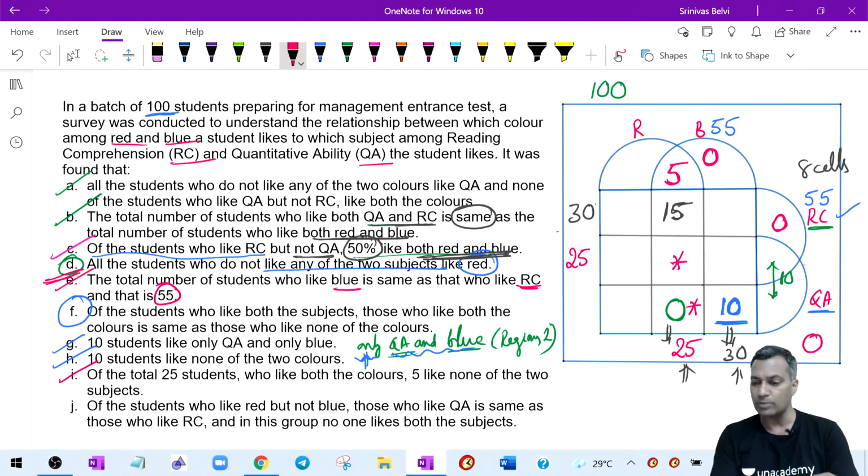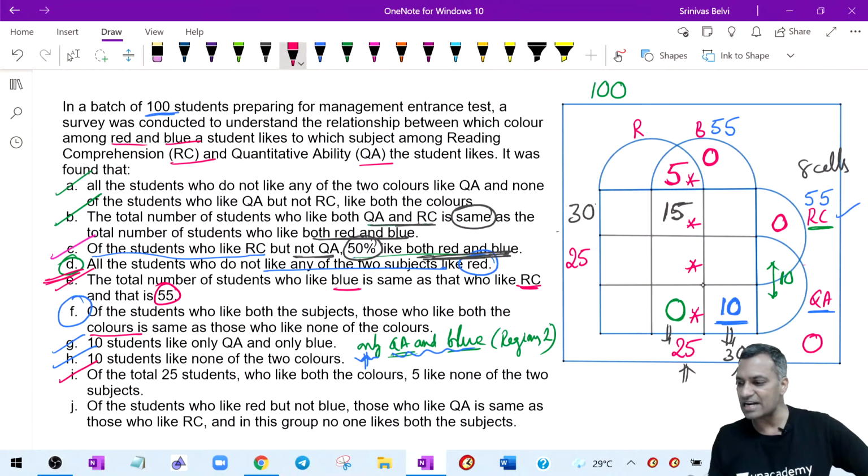Of the students who like both the subjects, I'm putting the stars. Okay, let me use a different color. Of the students who like both the subjects, I'm doing statement F. Of the students who like both the subjects, those who like both the colors is the same as those who like none of the colors.